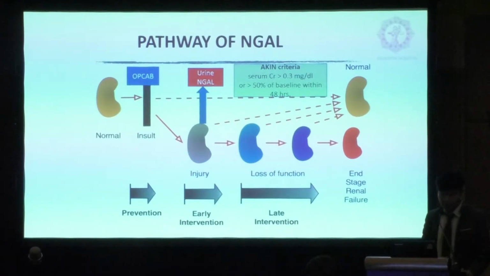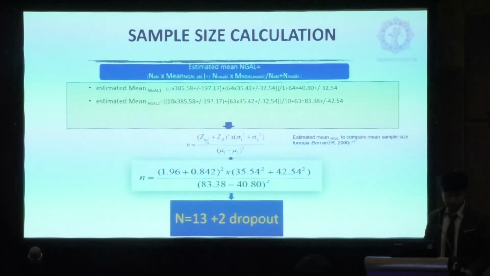When the normal kidney meets OPCAB as a renal insult, NGAL will be released into the tubular lumen in the first few hours and peak at 4 to 6 hours, and some is reabsorbed into the bloodstream. If the renal insult persists, more tubular functional reserve is destroyed. GFR will decrease, creatinine will rise, and when the criteria are met, we diagnose AKI.